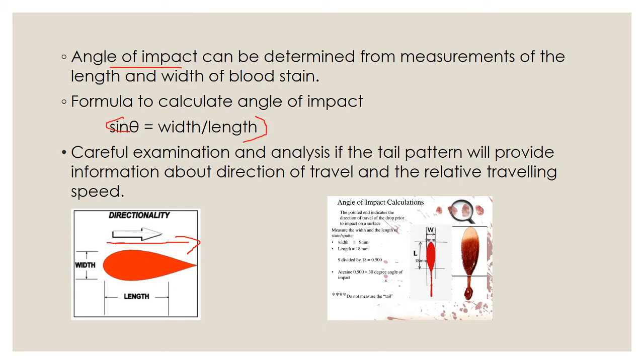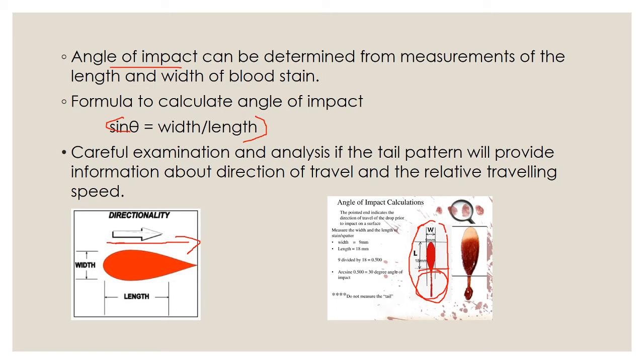See this picture here, we are calculating the angle of impact of this particular blood stain. We are measuring the width and length of the blood stain. When we are measuring the width and length, we will not measure this tail portion. We will measure only till here. Here the width we got is 9 mm, and the length is 18 mm.